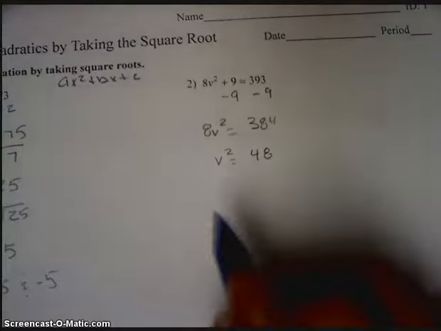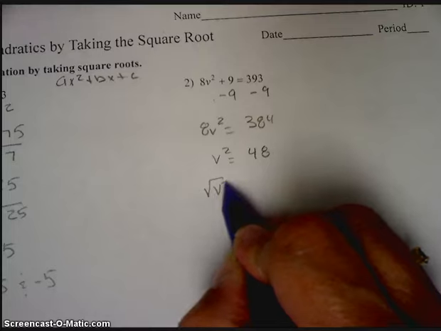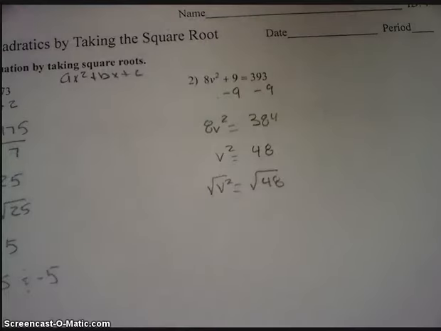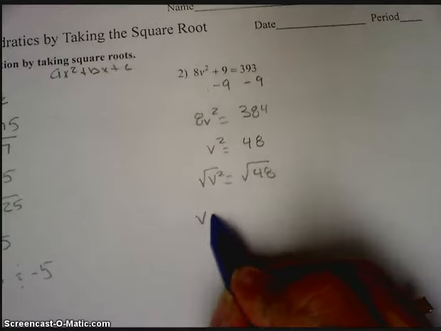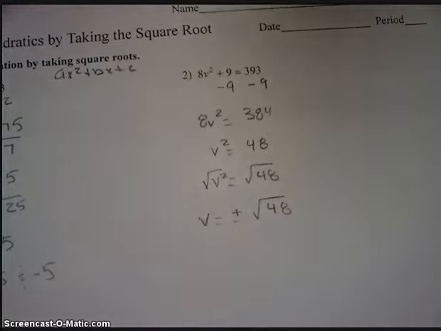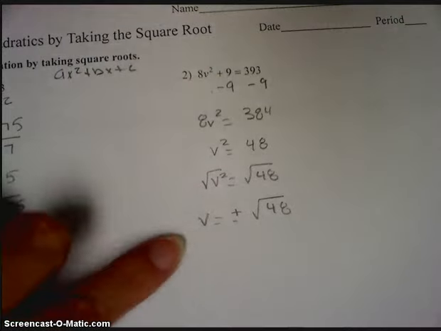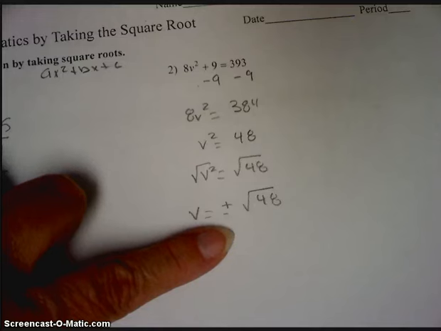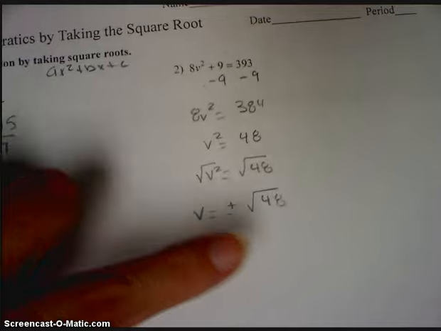Okay, so now we're going to take the square root of both sides. Alright, square root of v squared is v is equal to plus or minus the square root of 48. Okay, so that's when I start dividing it out. Is there a perfect square? So 48, perfect square less than 48 is 36. 48 does not divide evenly by 36. 48 divided by 25 doesn't work. 48 divided by 16 does.